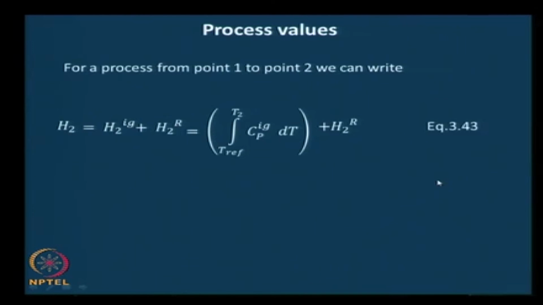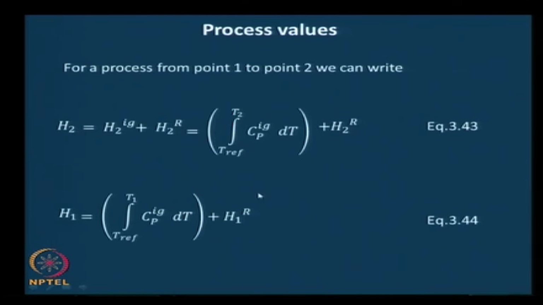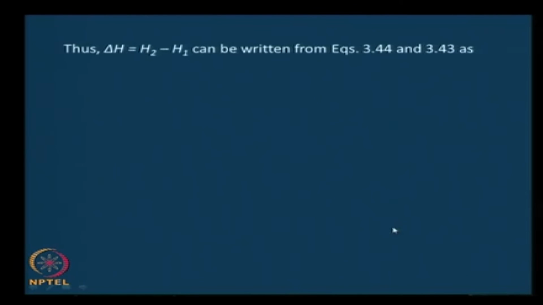We will call that equation 343, and H1 similarly can be written as the integral of T reference to T1 Cp ideal gas dT plus H1R. You know where we are going, we are going to take the difference now, 343 and 344, and delta H, which is H2 minus H1, can be written as the integral of Cp ideal gas dT between T1 and T2.